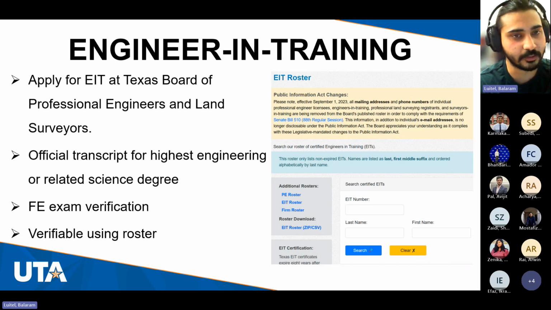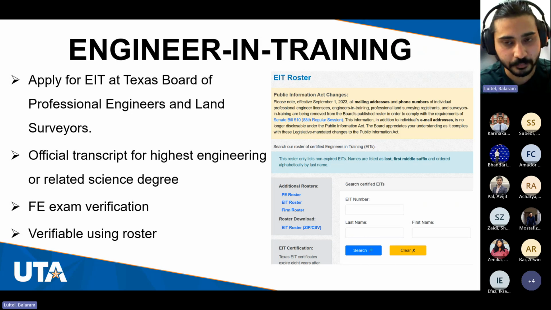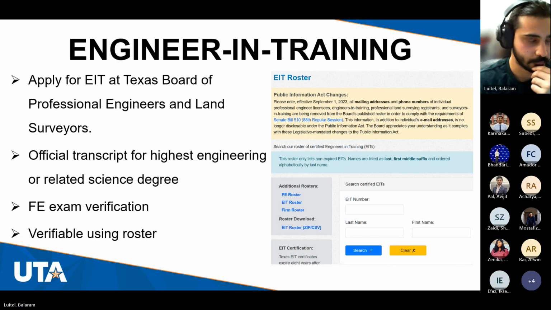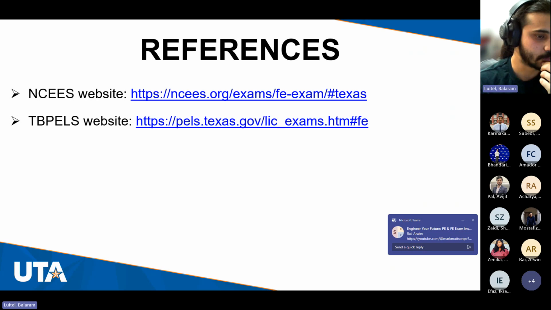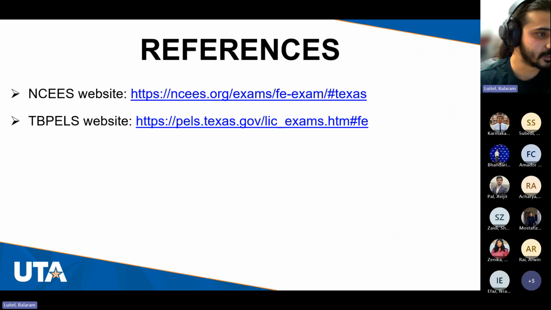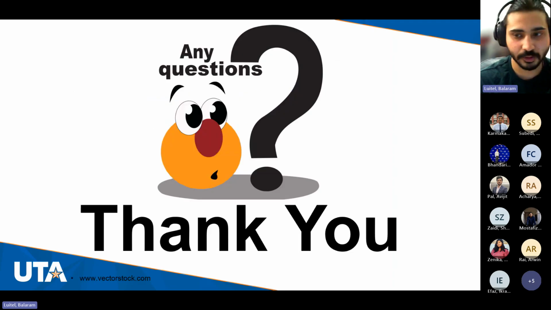Once you get your EIT certification, your data will be in the public domain. So once you apply for a job in companies, and if you give your EIT license number to the company, then they can go to the EIT roster on the Texas PELS website and verify your certification. So most of the things, these are the references that I used. If you have any questions, I can take the questions now.